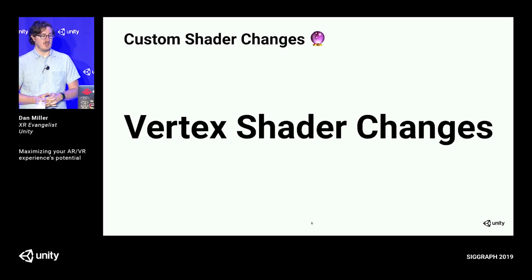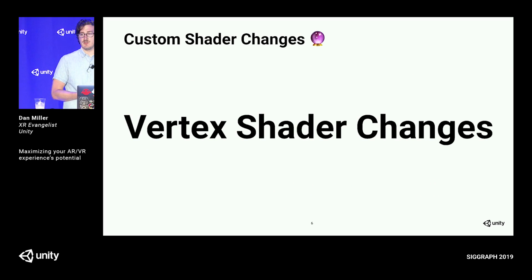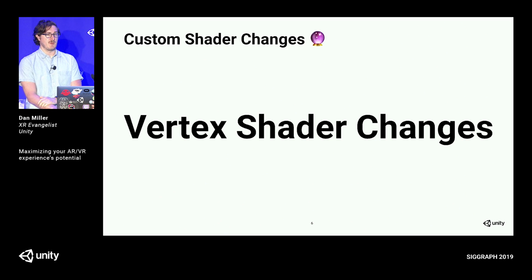So there's a couple things you have to do when you're changing your vertex shaders in order to start to take advantage of these stereo rendering methods. Out of the box, a lot of Unity's built-in shaders will just work. But if you're doing some custom effects, something special with, let's say, water or something like that, you're going to have to go in and add some macros to your shaders.